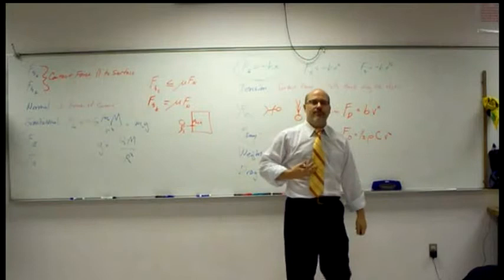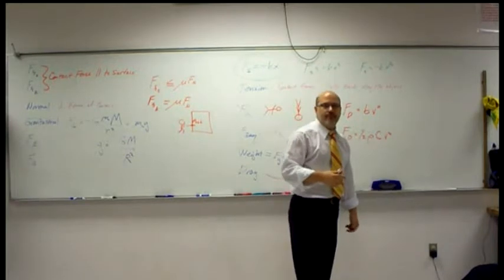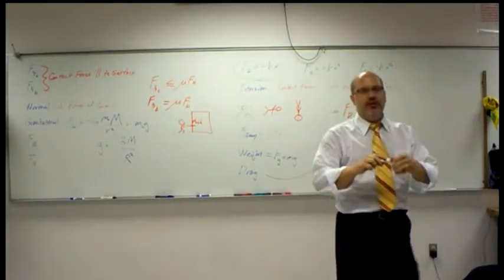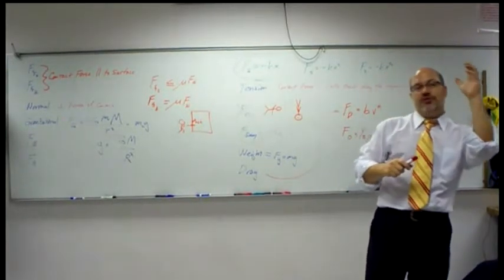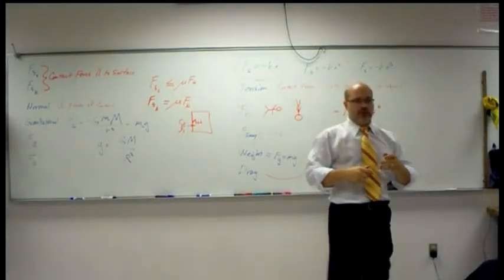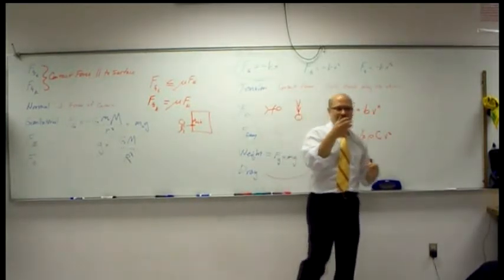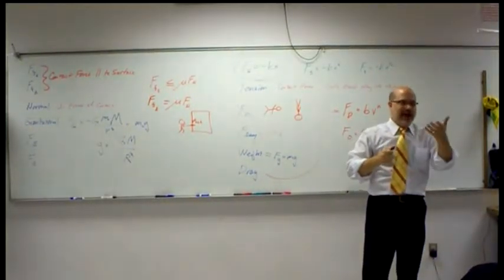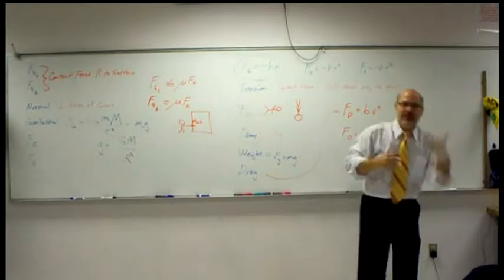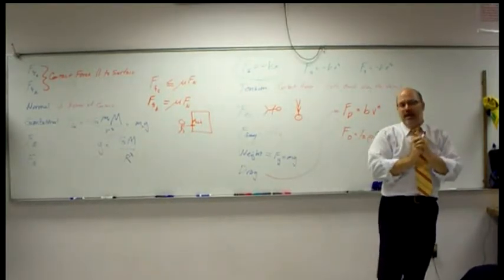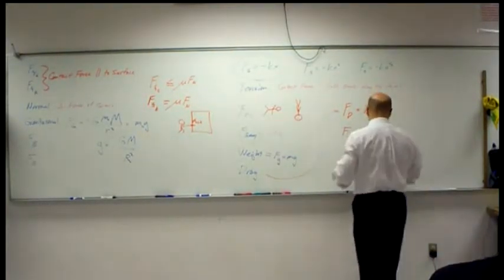What's b for us? b for us will be given, or you'll have to calculate it. It's a constant for whatever fluid you're going through. It's a combination of a number for the fluid and for the shape of the object. If you're in a liquid, b is going to be higher. If you're in a gas, it's going to be lower. If you have a jagged object, b is going to be higher. If you've got a smooth shape, b is going to be lower. But at this stage of the game, they'll just give you that constant, or you'll calculate it.